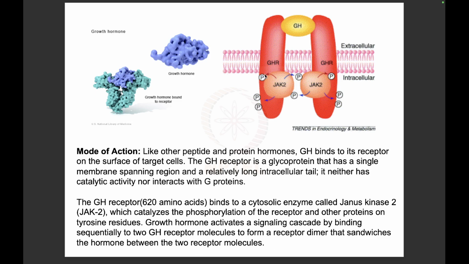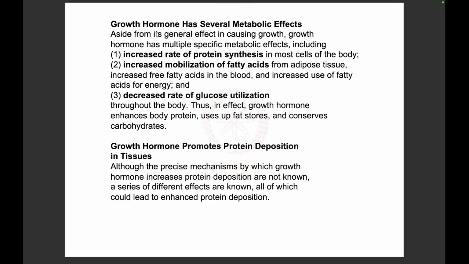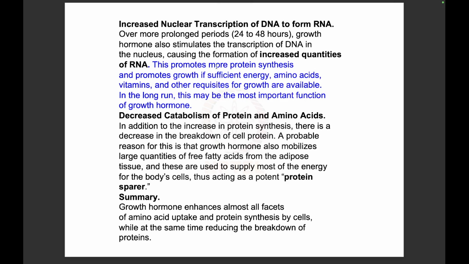Here you can see, growth hormone has several metabolic effects. Aside from its general effect in causing growth, growth hormone has multiple specific metabolic effects, including an increased rate of protein synthesis, increased mobilization of fatty acids, and decreased rate of glucose utilization. Growth hormone promotes protein deposition in tissues and also increased nuclear transport of DNA to form RNA.